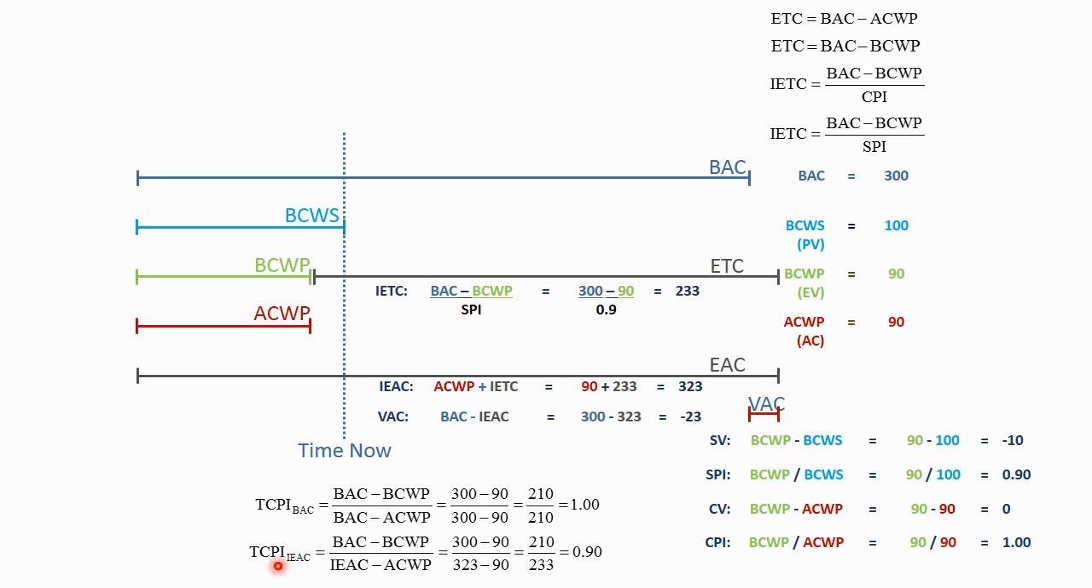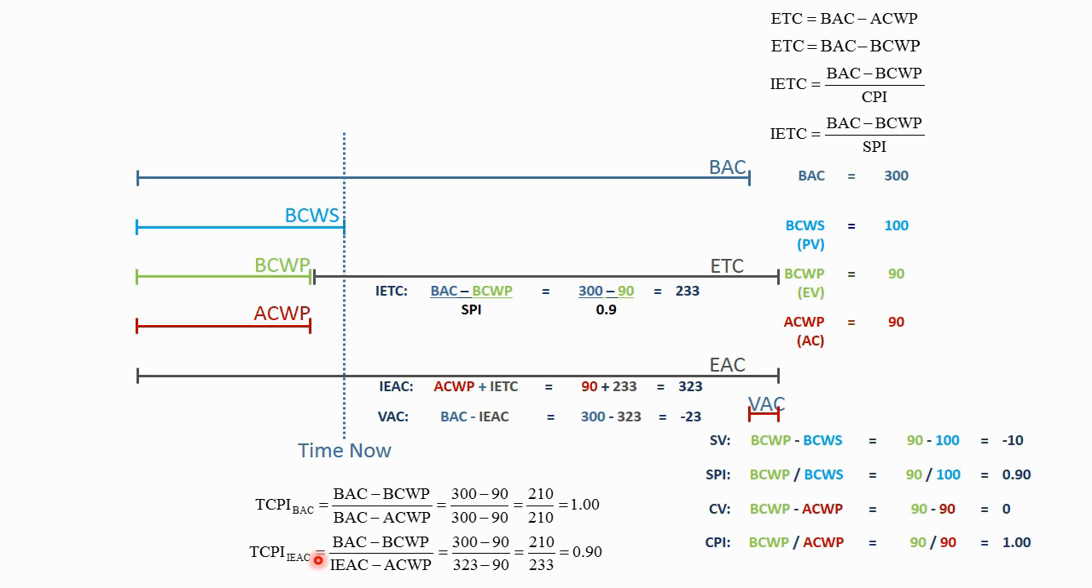Now the to-complete CPI is the budget at completion minus the budgeted cost of work performed. So 300 hours of budget minus 90 hours of performance. There's 210 hours of performance remaining. But we've increased the EAC. The EAC is now 323 hours, and we did that by looking at the performance remaining and dividing by the schedule performance index. 323 hours, we've only spent 90 hours. There's 233 hours remaining in this budget based on the estimate at completion.